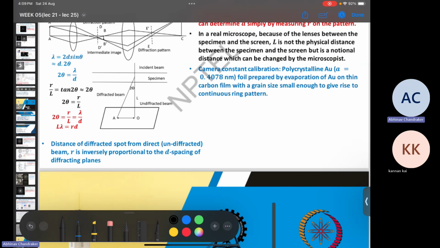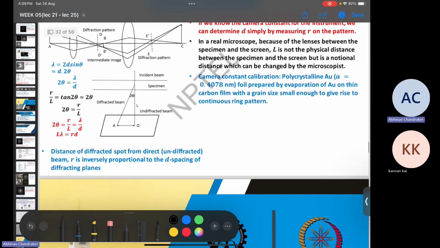So we have talked about camera constant already. L is the notional distance between the specimen and the screen, and this can be calibrated by using a standard polycrystalline gold foil, for which we know the d values.